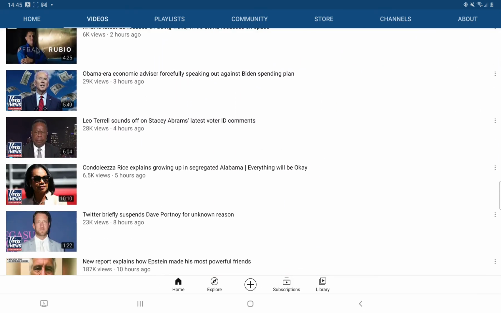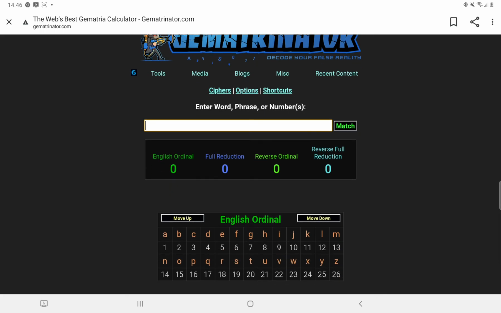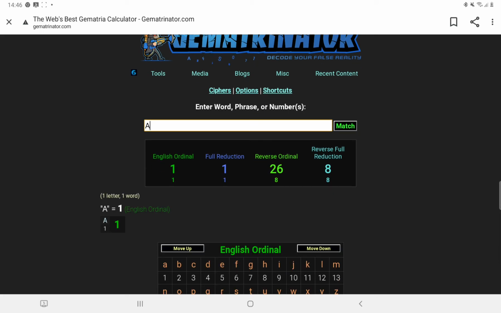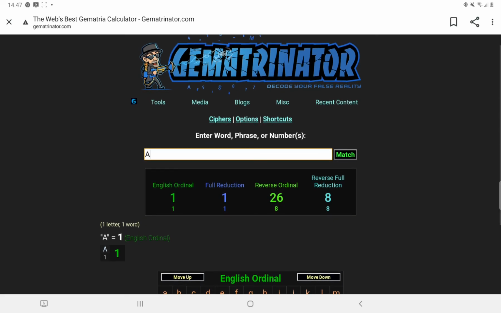That's what it means. And I'll prove it to you. So if we click on Web's Best Calculator, this is gematria. So I was just showing the numbers if you're not aware. A equals 1 in English ordinal. And what you do, look, can you see the 2 and the 6 there? That's where you add it together, look. 2 and the 6. You've got reverse ordinal. So A is 1 because it's the first number. But in reverse ordinal, so you've got English ordinal where A is 1. But in reverse ordinal, you go backwards. So A is 26, Z is 1. But the other way round, A is 1, Z is 26, if you get what I mean.